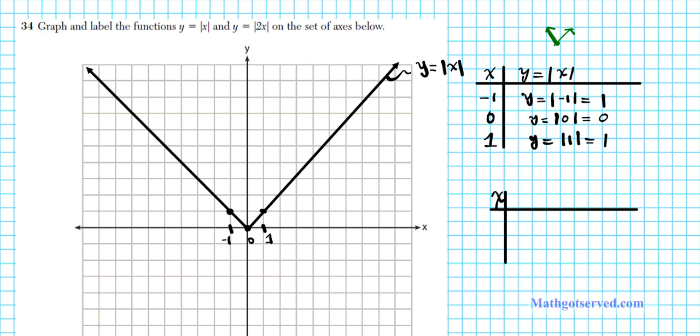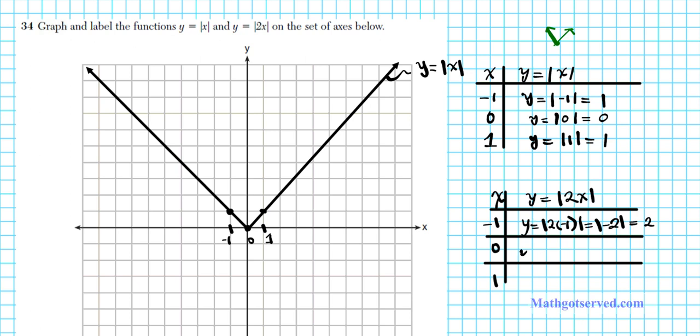Okay, so there goes my x. I'm going to use the same pattern as I did with my absolute value of x. So in this situation, y is equal to the absolute value of 2x. All right, this also looks very much like this, but it's either going to be wider or narrower. 0 in the center, -1 and 1. So for the first one, we're going to have y equals the absolute value of 2 times -1, which is equal to the absolute value of -2, which is equal to 2.